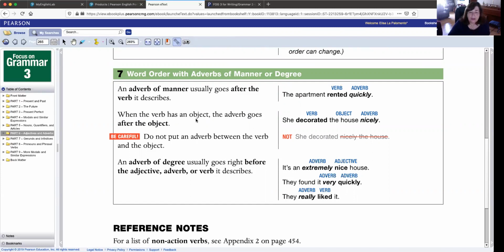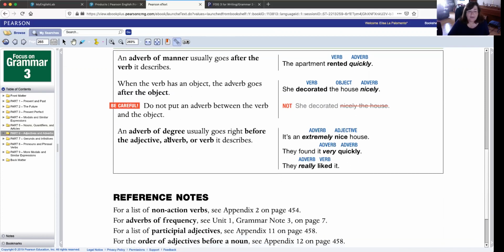When the verb has an object, the adverb goes after the object. She decorated the house nicely. You would not say she decorated nicely the house. Okay, it goes after the object. It says, be careful. Do not put an adverb between the verb and the object. Can't do this. She decorated nicely the house. Here they put the adverb between the verb and the object. Okay, so you can't do that.